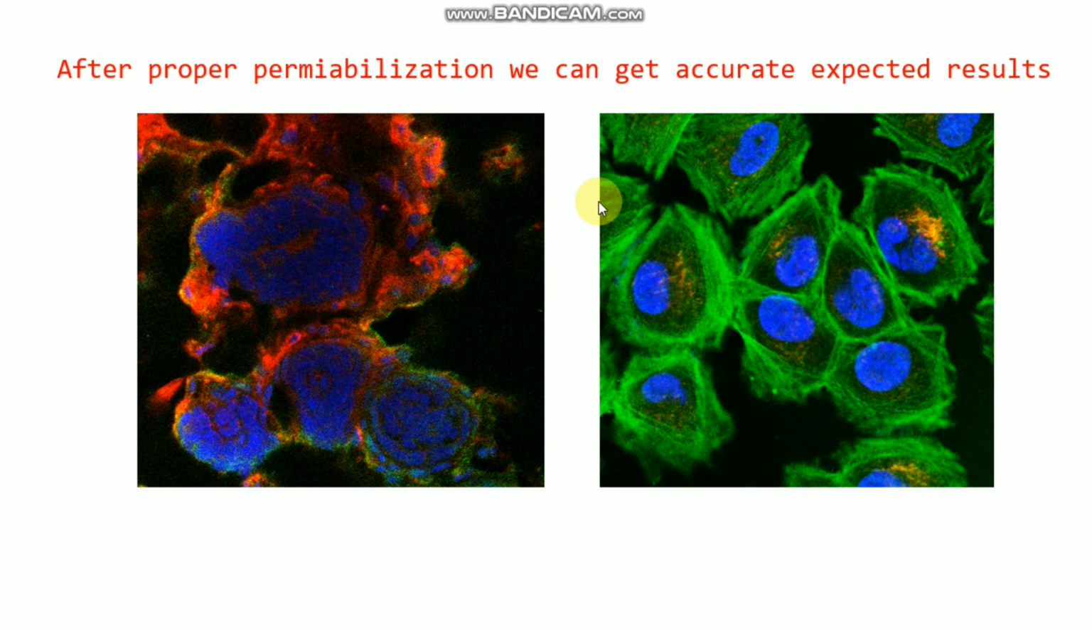After a proper permeabilization step, we can get the accurate, expected result. Remember that without permeabilization, as I mentioned, the antibody cannot get inside and cannot bind with the target protein. This is why you cannot get a proper and accurate result without the permeabilization step. But after proper permeabilization, we can get accurate and expected results. So this is all about the permeabilization principle, protocol, and significance.